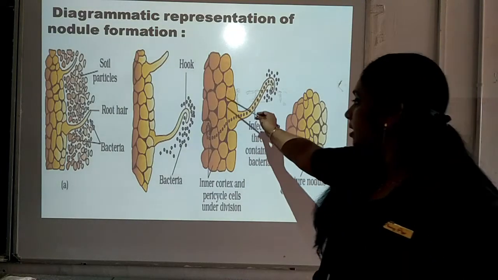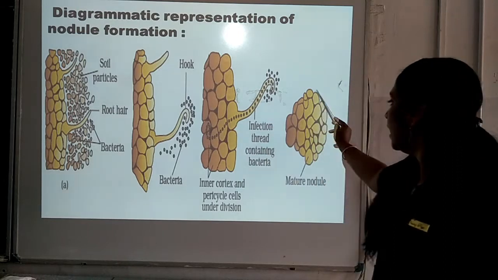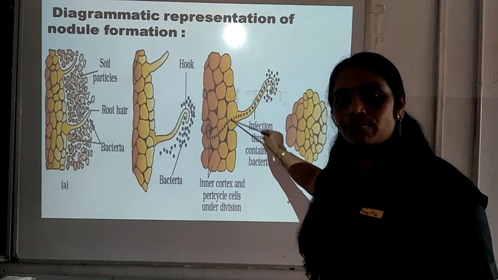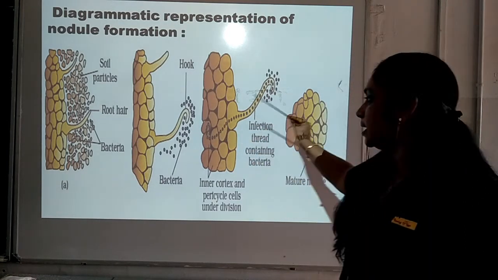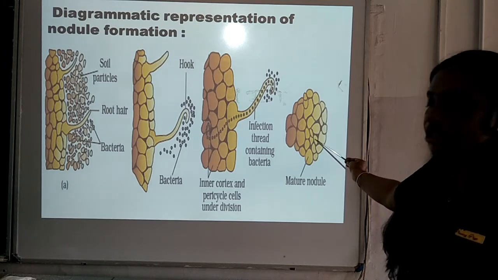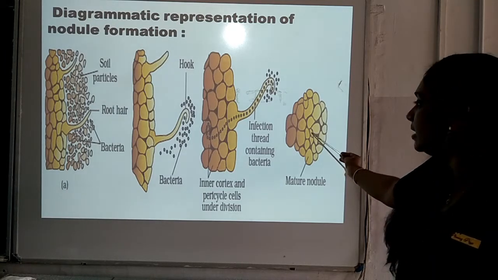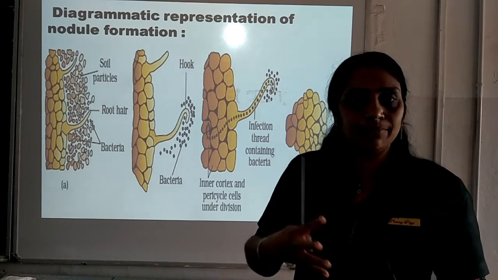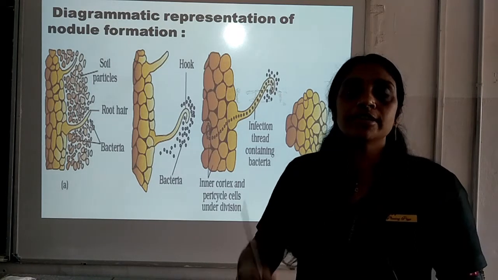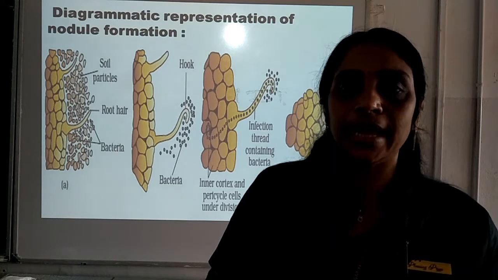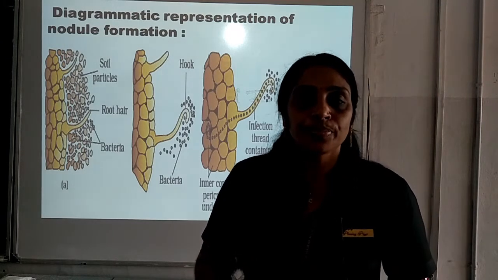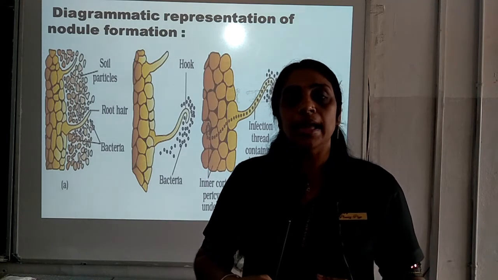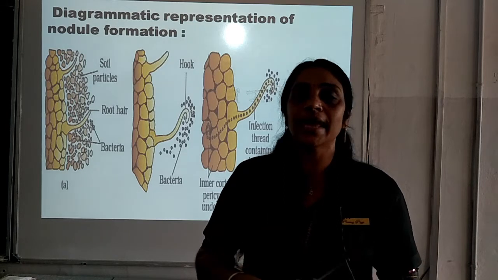You can see here, till here we have seen the bacteria has entered, and this specialized structure formed there is the nodule, where the bacteria are colonizing and multiplying, and thus they will be fixing nitrogen into the soil, so that the leguminous plant will be able to take the nitrogen in another form, and use it for their growth and development.